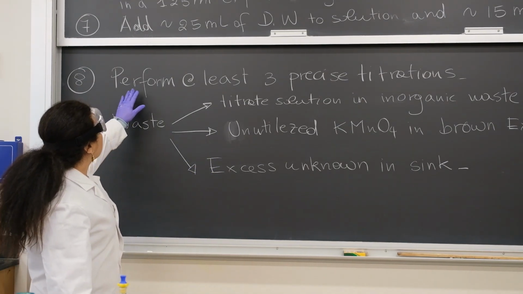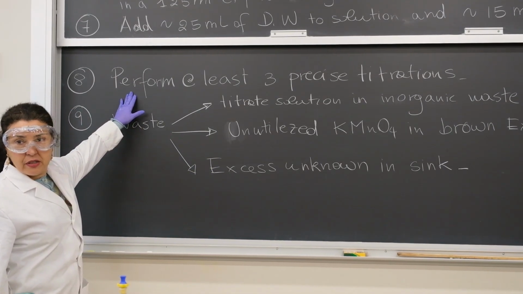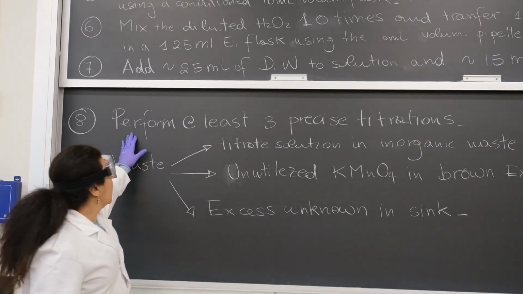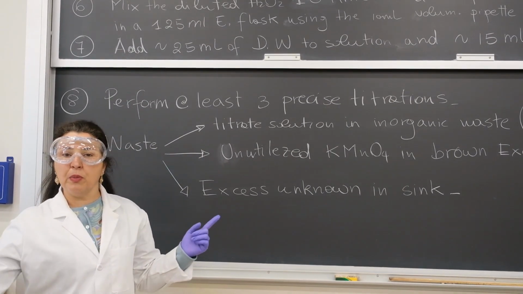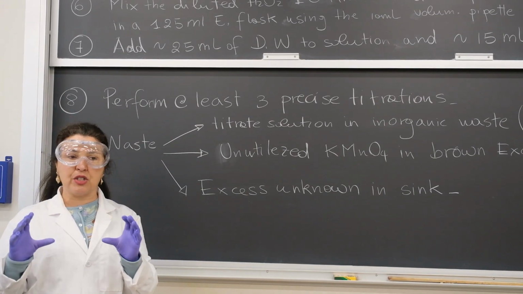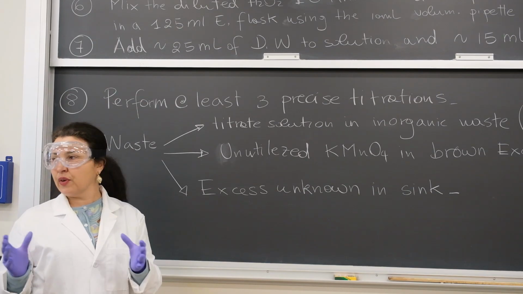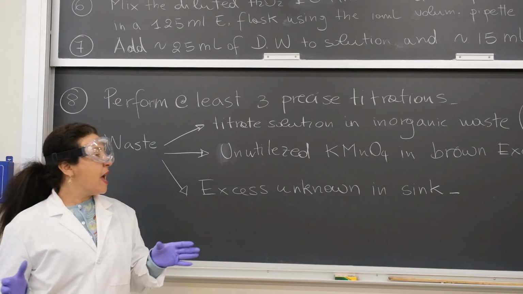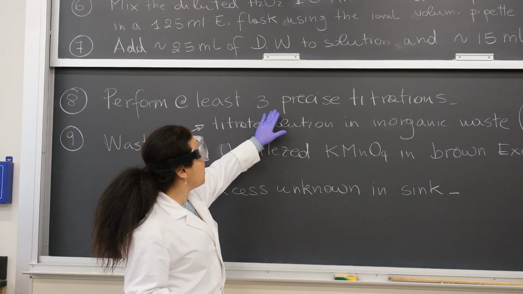So you perform 3 titrations, okay? At least. The first one is going to be your dirty titration, in which you approximately determine how much permanganate you need to use for each titration, right? And then you have 3 precise titrations.